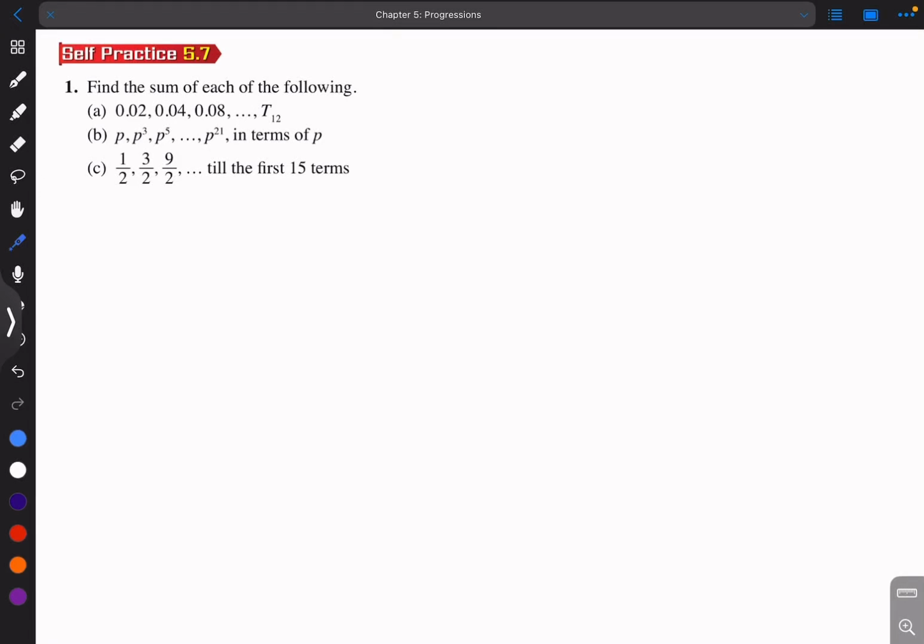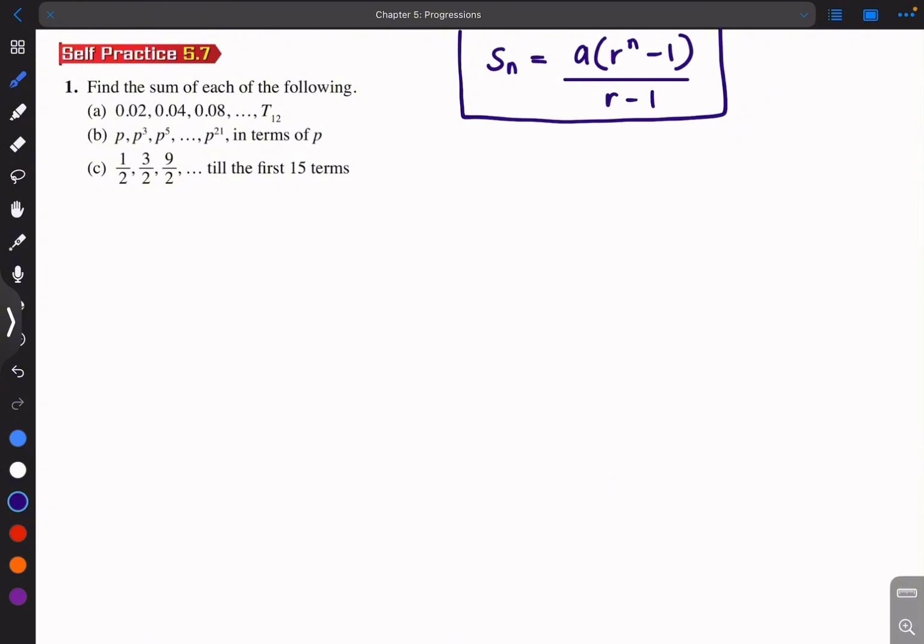Self-practice 5.7, question 1. Find the sum of each of the following. Since this is under geometric progression, the Sn formula will be A(R^n minus 1) over R minus 1. Right. Let's look at A.